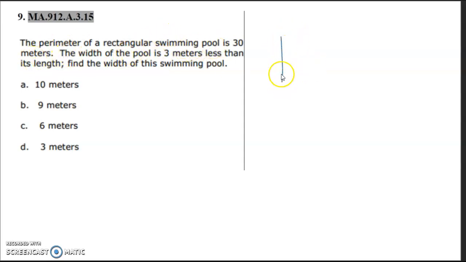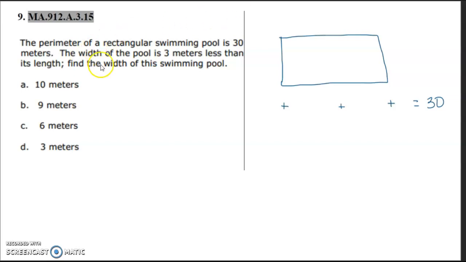So I am a very visual person. I'm going to go ahead and draw myself a swimming pool. And I know that if I add up all of these sides, which we don't know what the sides are yet, it's going to equal 30. So before I go further, at least I'm understanding what that first sentence was. I knew what the word perimeter means, and I knew what a rectangular swimming pool looks like.